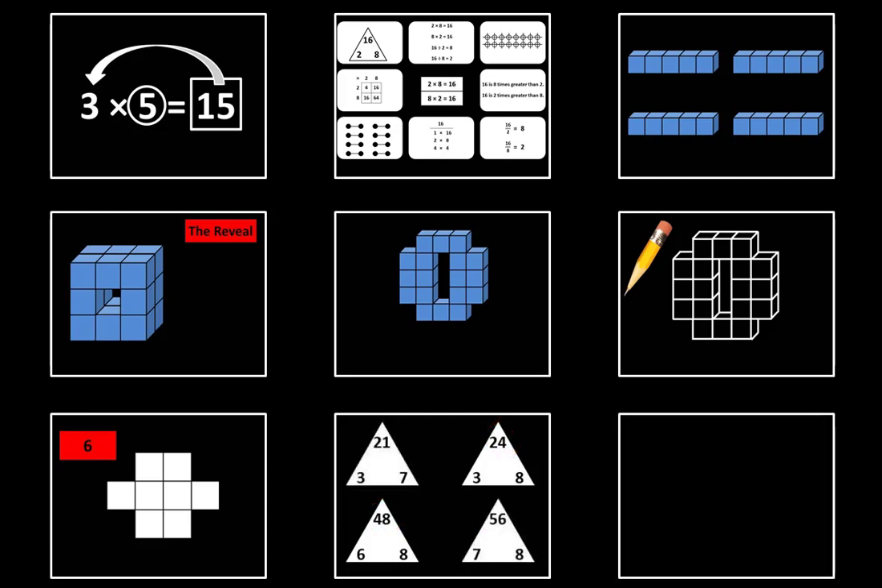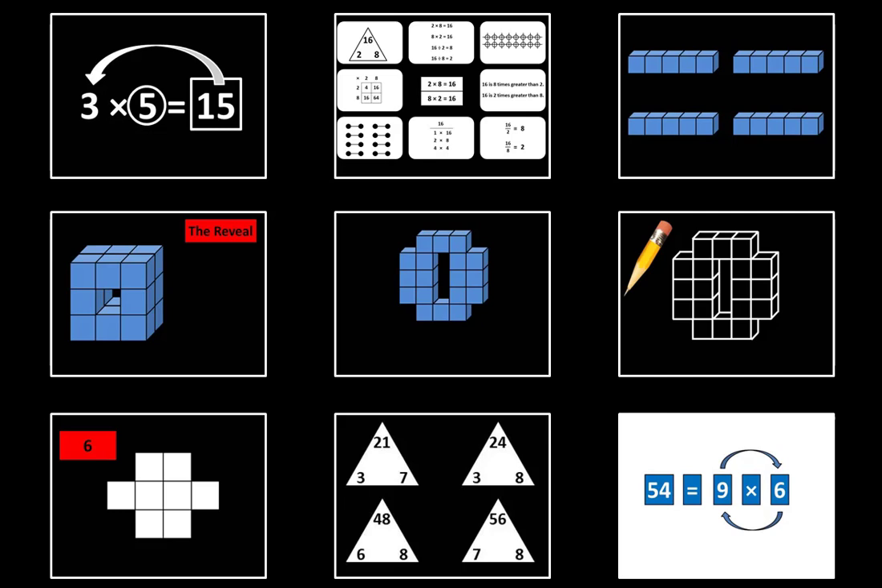The final lesson is the multiplication motion challenge. This challenge focuses on the relationships between the numbers 54, 9, and 6. Get ready to show many relationships and many connections as you move the pieces around in the multiplication motion challenge.